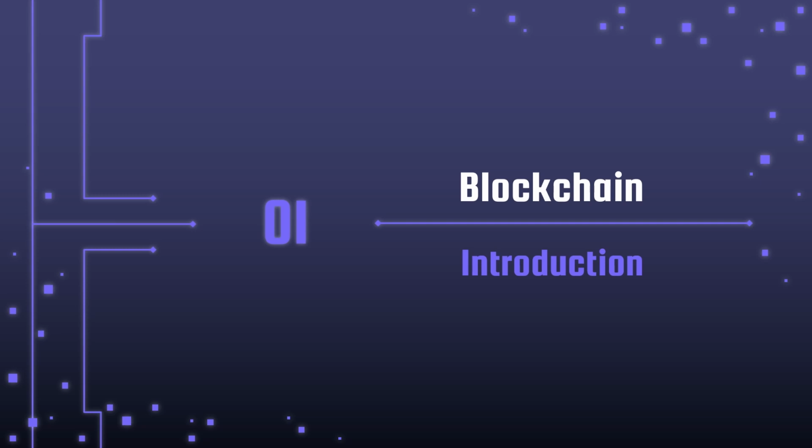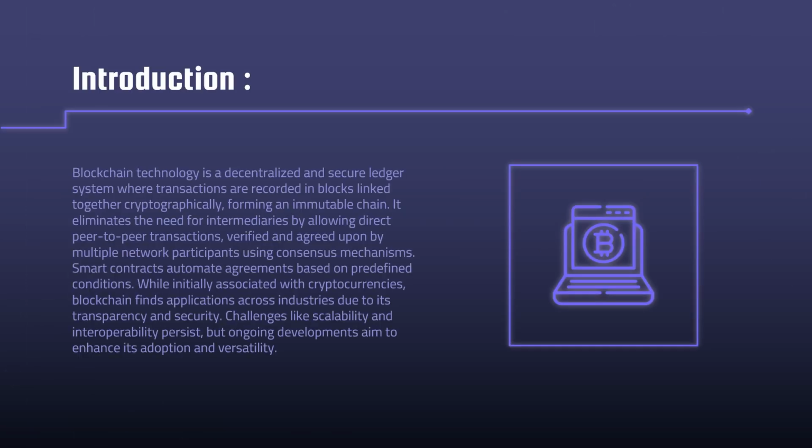Chapter 1. Blockchain Introduction. Blockchain technology is a decentralized and secure ledger system where transactions are recorded in a block linked together cryptographically, forming an immutable chain. It eliminates the need for intermediaries by allowing direct peer-to-peer transactions, verified and agreed upon by multiple network participants, using consensus mechanisms. Smart contracts automate agreements based on predefined conditions, while initially associated with cryptocurrencies.